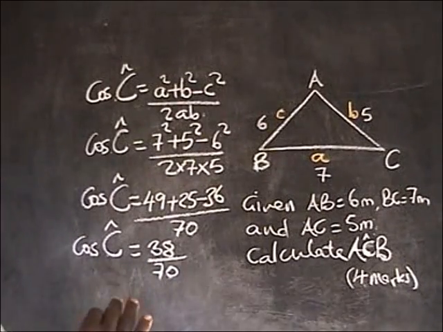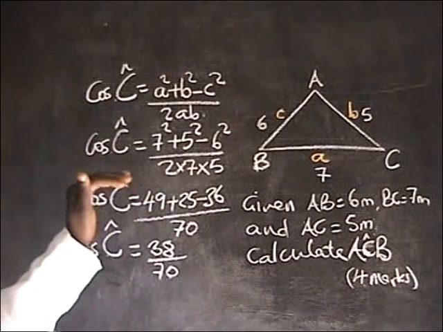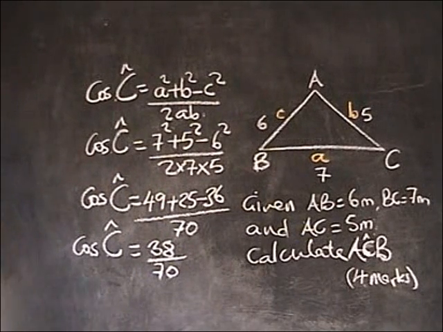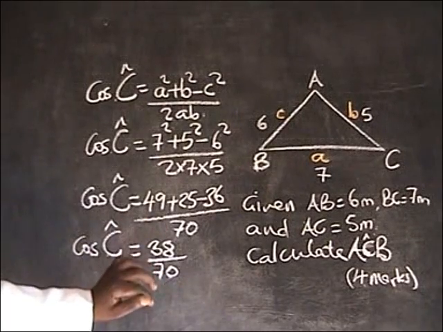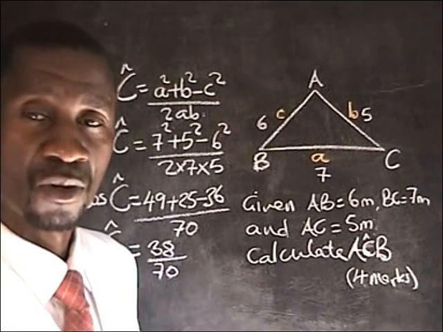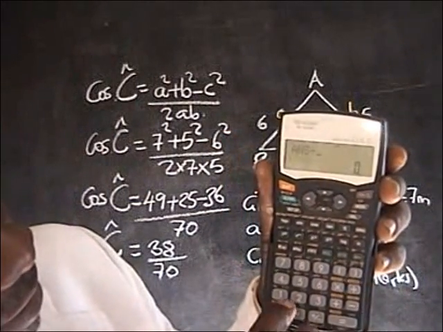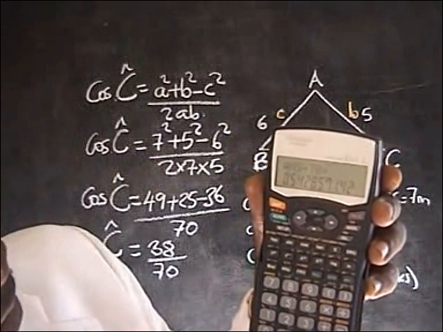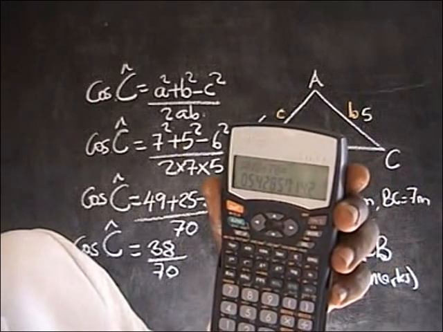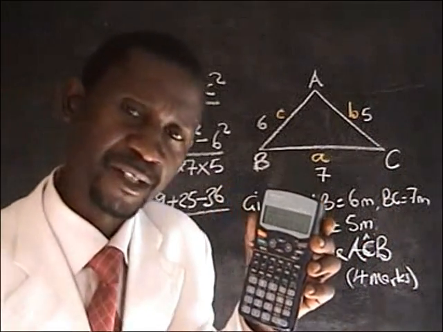So this 38 must be transferred there as 38, then divided by 70. If I divide 38 by 70, what I'm going to get there is a decimal number. As you can see, there is 38 there. Then all I need to do is to divide by 70, then equals. So this is 0.542857142. To cut short, it is better I get this to 4 or 5 decimal places.